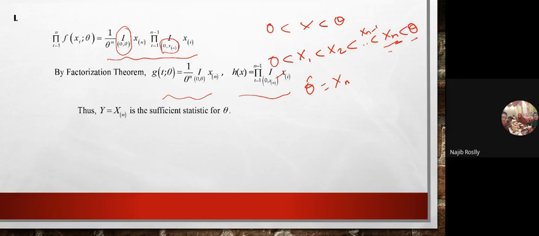Again, if you have an exponential distribution, it's the same thing. You have to check the range, look at how the range is. Okay, it can be either the first ordered statistic or the largest ordered statistic.